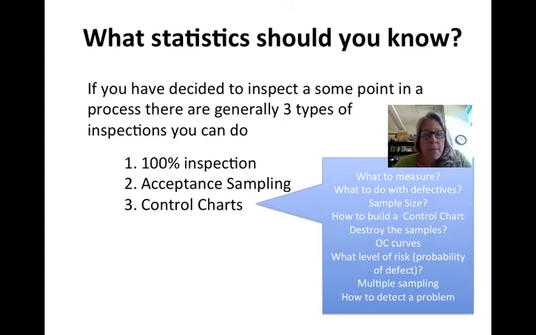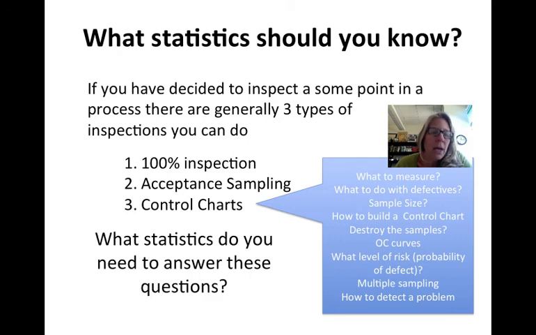And in control charts, there might be some different questions. So what to measure, what do you do with defects, what is the sample size, how to build the control chart, do I destroy samples, operating characteristic curves, what level of risk, again multiple sampling, and how do I detect a problem in a control chart? Because it's more of a moving process, instead of acceptance sampling where you define a lot. So when do I know there's something wrong in the process that needs to be corrected? Again, what statistics might you need to know in order to do that?